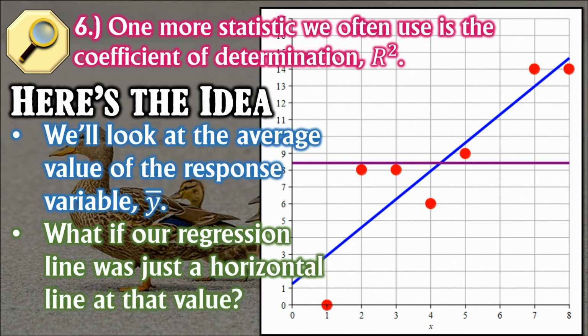Okay, well, what if our regression line was just a horizontal line at that value? Like, here's some of those made-up points that I had earlier, and here's the regression line that we originally came up with in blue, and here's the purple line, this horizontal line that's just the average value, around 8.5, I think, for all of the y values for these red points. Well, that's the average. What if I just had a horizontal line there? What if that was my regression line? How bad could it be?